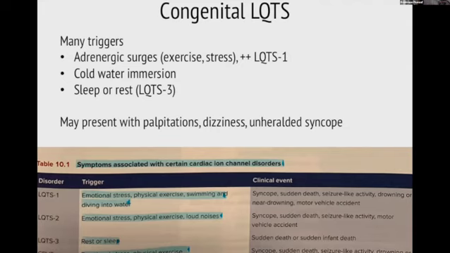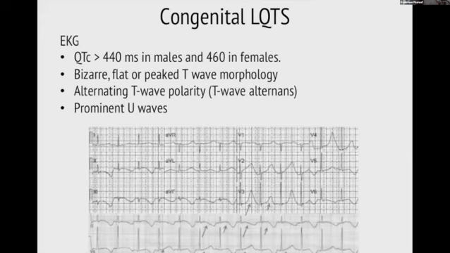And it may present with palpitations, dizziness, unheralded syncope secondary to polymorphic VT. And it may also be associated with brief myoclonic movements, which can result in a wrong diagnosis of epilepsy. On the EKG, to have a diagnosis, you need a QTc of more than 440 milliseconds in males and 460 in females. They often also have bizarre flat or peaked T-wave morphology, alternating T-wave polarity, so T-wave alternans like we see here on the EKG, or prominent U waves.